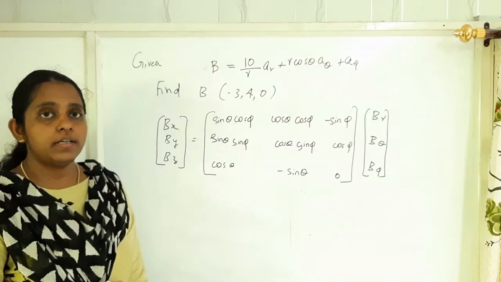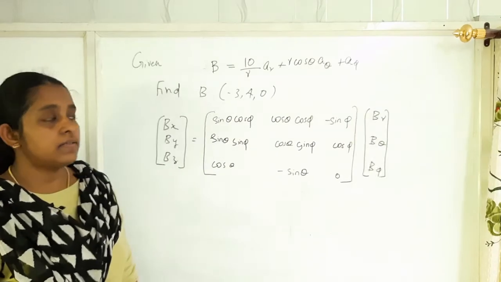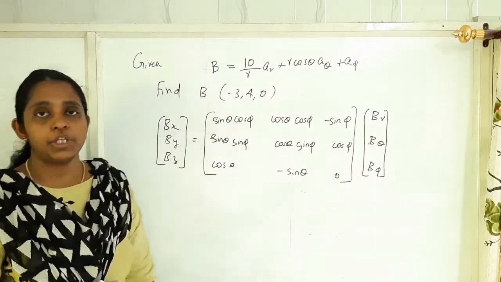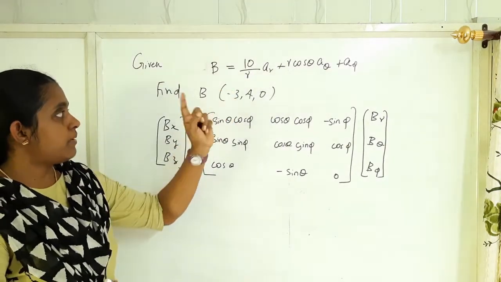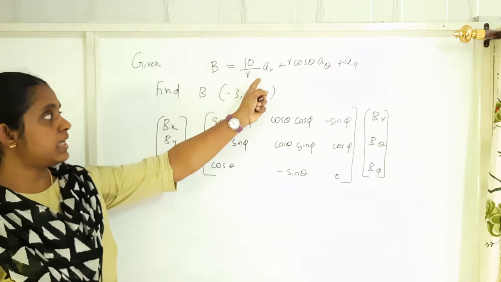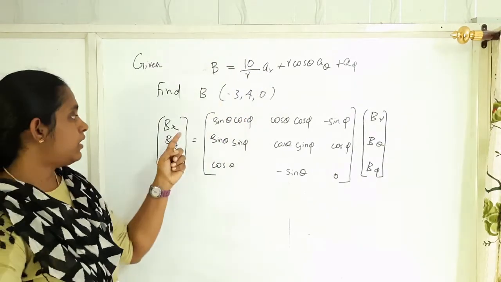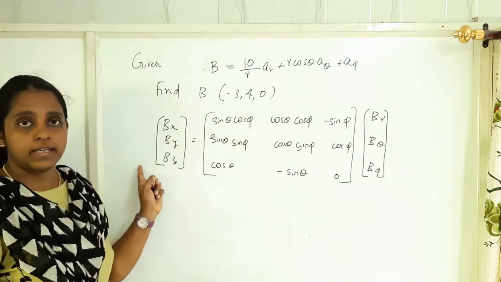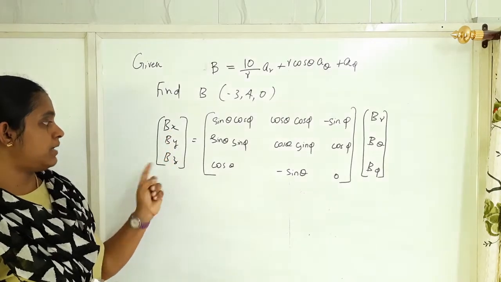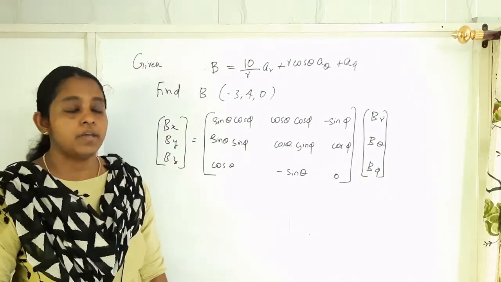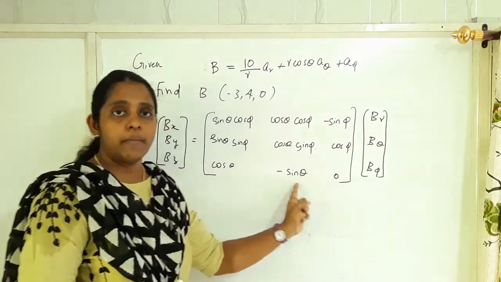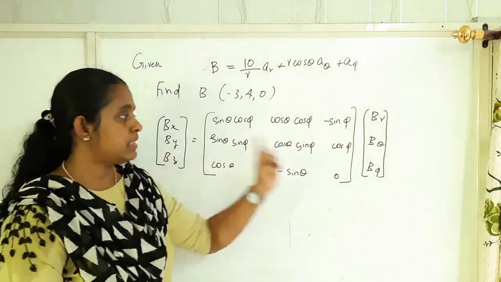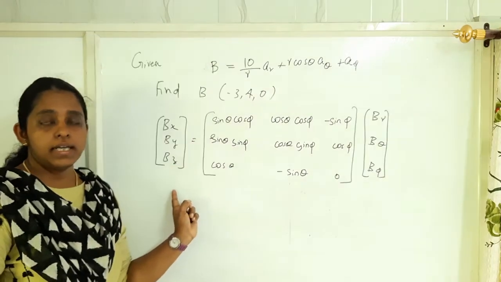Next we have to convert the spherical system vector into a Cartesian vector. The spherical vector is given in the question, and we have to find the Cartesian components Bx, By and Bz. That is our aim. So we apply this transformation equation in order to convert from the spherical system into the Cartesian system.